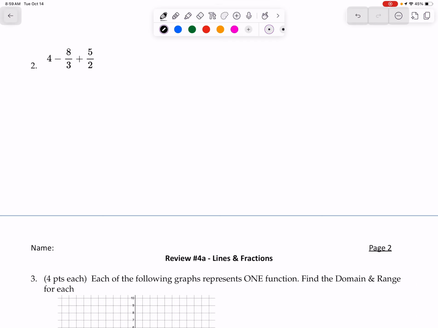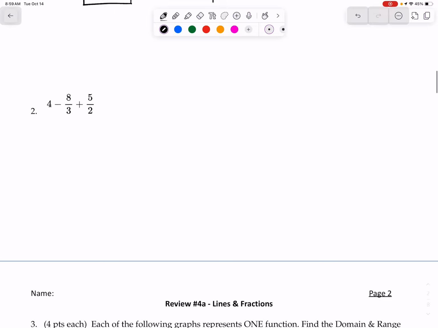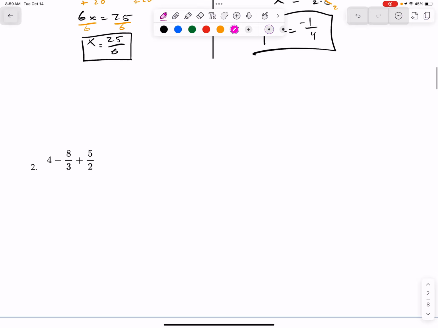And then just a plain old fraction expression. But note a couple things. One is this is an expression. So we can only multiply by 1. And I think we will say we're going to use a common denominator.